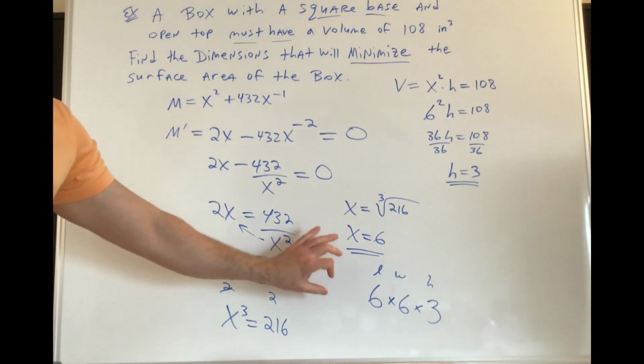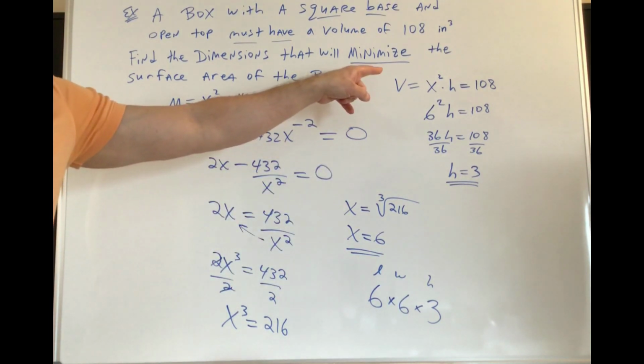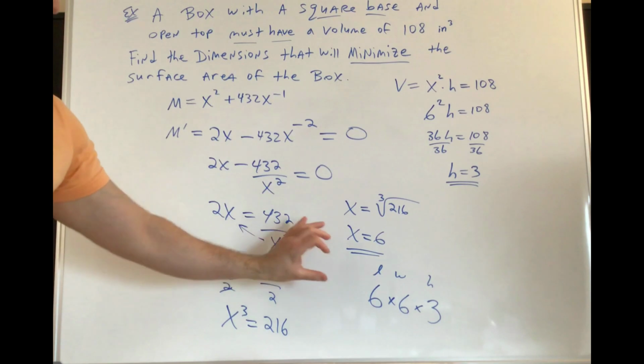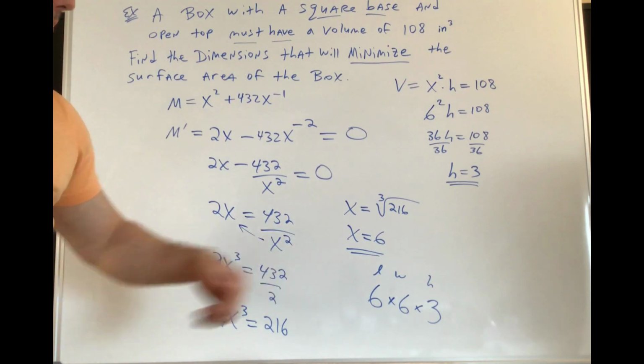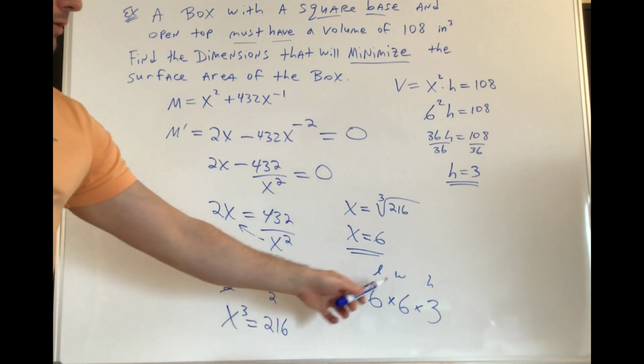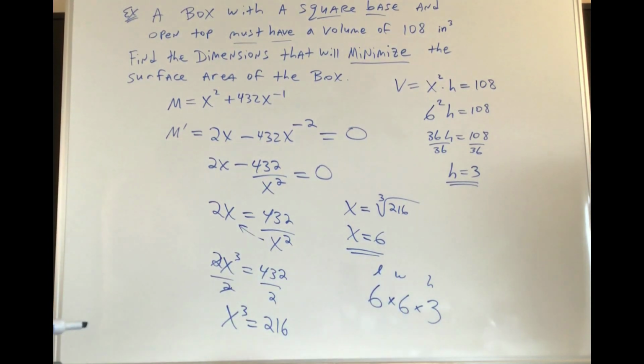So if you're going to make a box of that volume and you want to minimize the amount of material that you use to build that box, you would make this 6 inches by 6 inches by 3 inches. Now that's a pretty tiny box, but whatever. I mean, I could have used a different unit of measure.